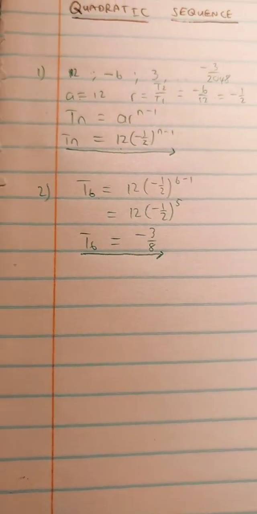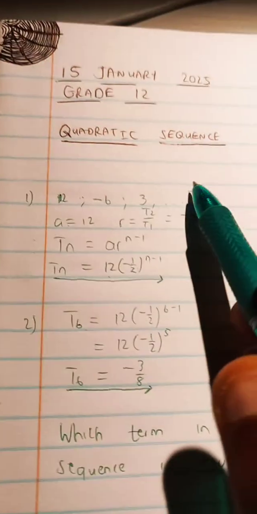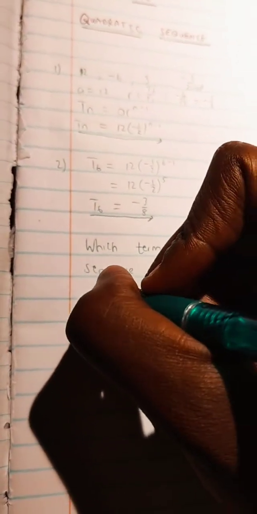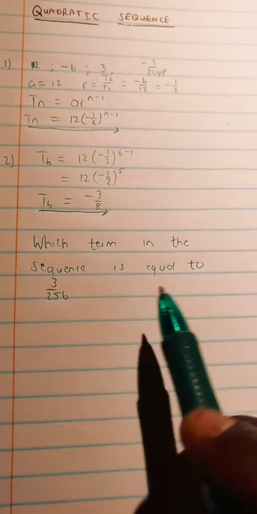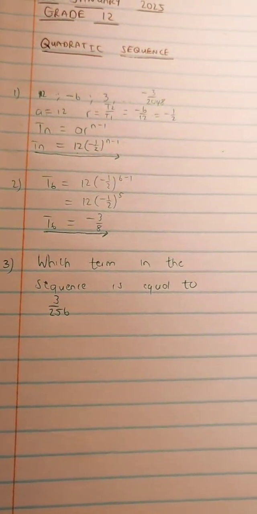T6 is equal to negative 3 over 8. The next question says, which term in the sequence is equal to 3 over 256? That's what they are asking. Which term in the sequence is equal to 3 over 256?